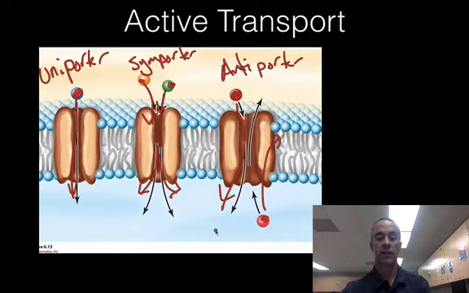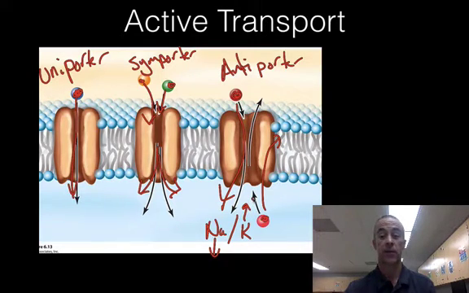The most common example of this are what we call sodium-potassium pumps. These generally move sodium into cells and potassium out of the cells. And this is one of the most common membrane pumps that you'll see, and they're found in almost every type of cell in every living organism.